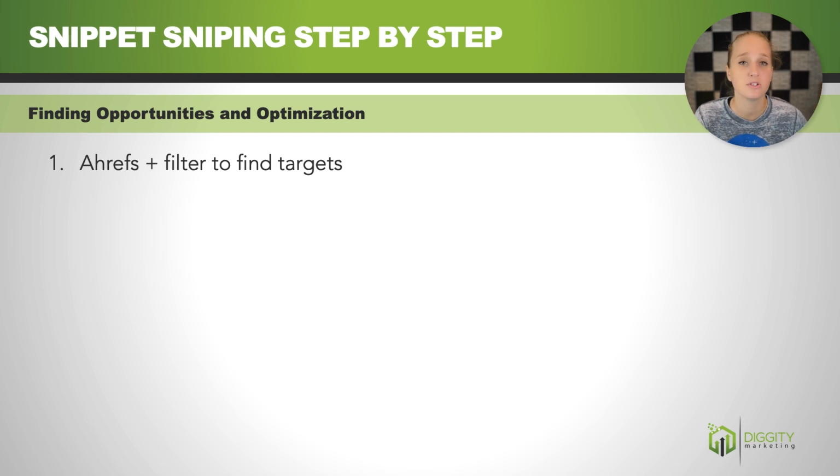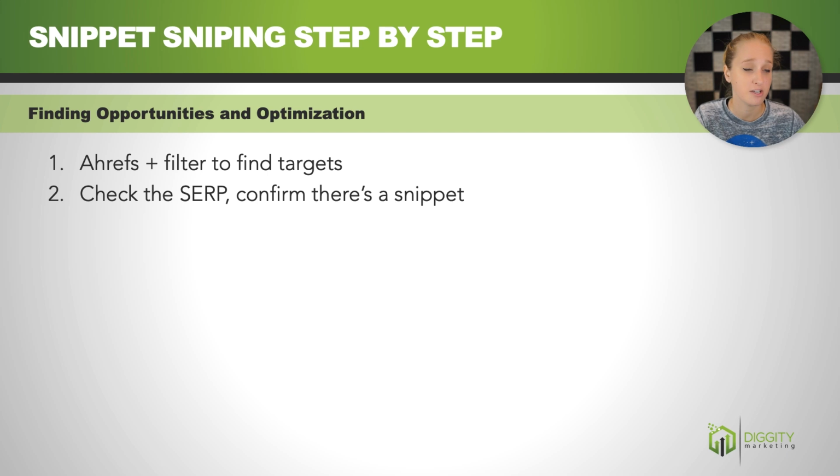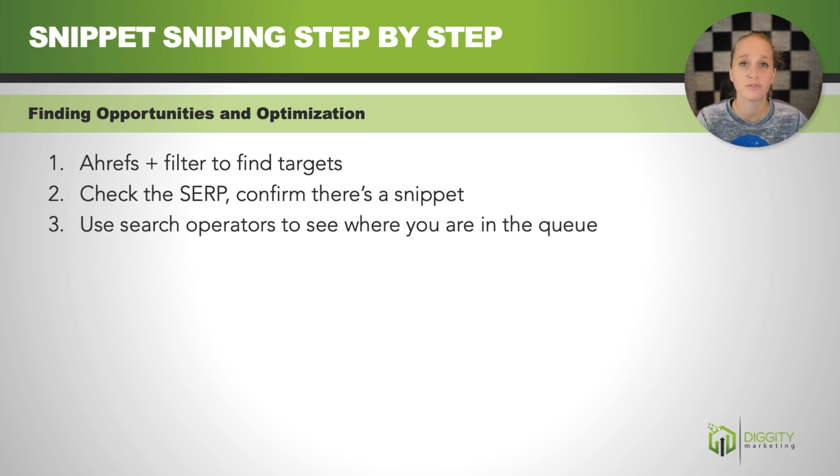So the first step is going to be using a tool like Ahrefs and a filter to find your targets. And after you find your targets, you want to actually go to the SERP and confirm that there's a snippet, because sometimes Ahrefs may have outdated data or something like that. And then you can use search operators to see where you are in the queue to get that snippet. And these 3 steps are what I'm going to cover today.